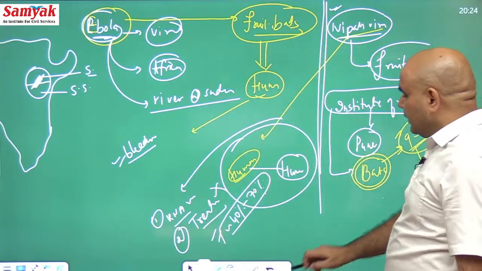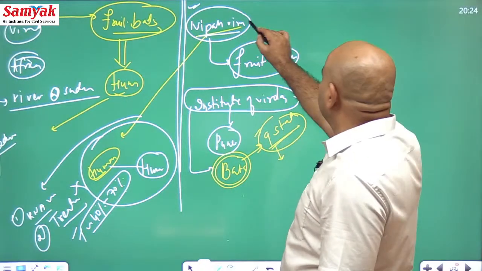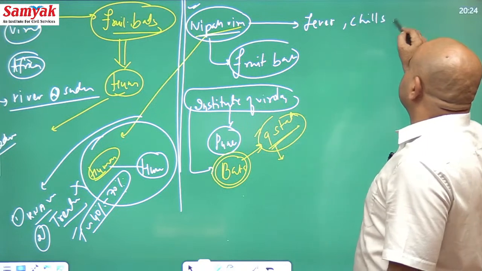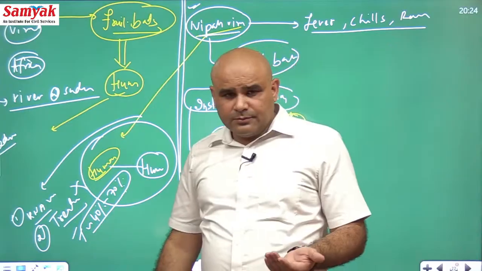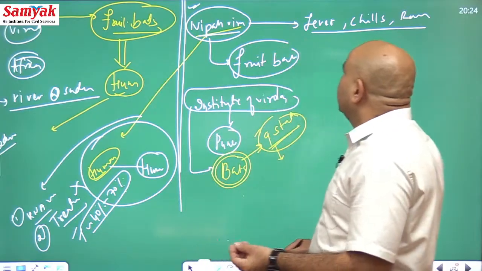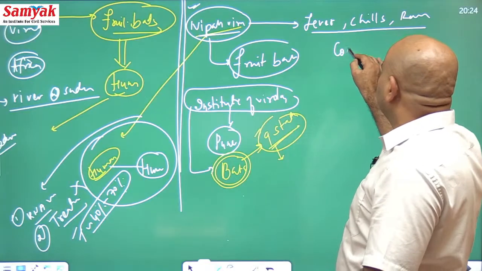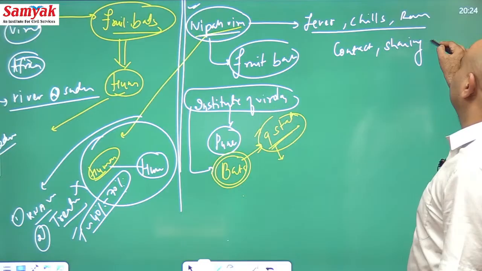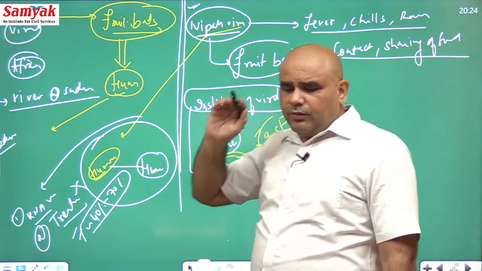Now this is all about Nipah. One more thing you have to understand about Nipah. What are the symptoms of Nipah? In case of Nipah, the patient will have fever, chills and rashes. Body rashes are the more common symptoms. Now one more thing is, how is Nipah spreading human to human? So you have to remember it is spreading by means of contact, and it is spreading by means of sharing of food. So you have to remember this thing.